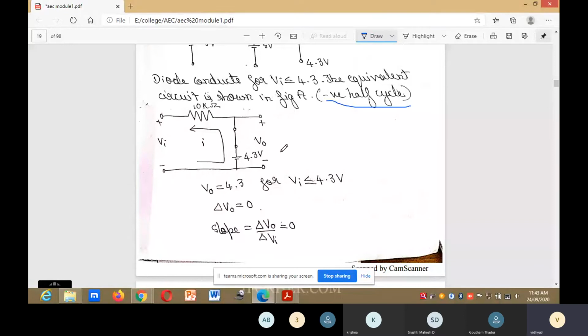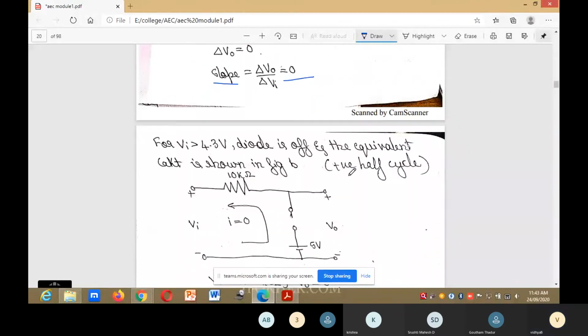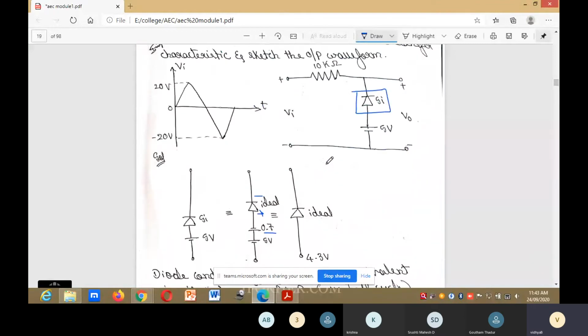That means here the change in output voltage is equal to 0, so we get slope equal to 0. The next condition is Vi greater than 4.3 voltage, the diode is off, because this is a positive cycle. First here you will get negative and next positive. That means the diode will conduct for the negative half cycle and it will not conduct for the positive half cycle.